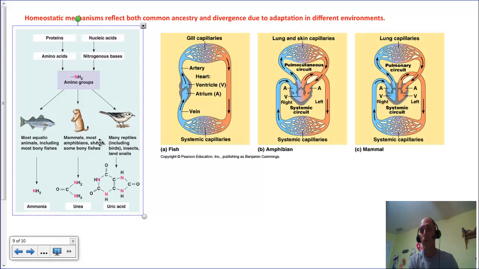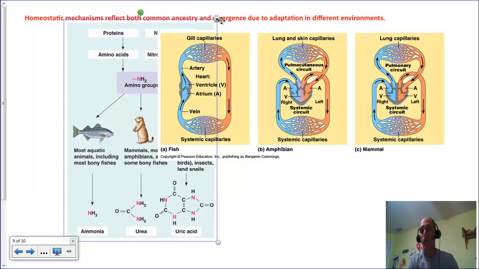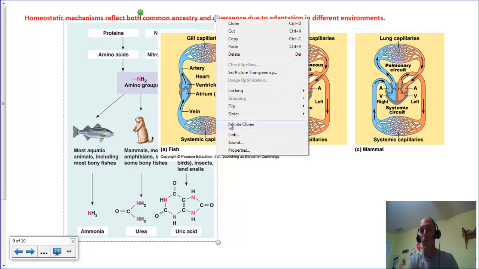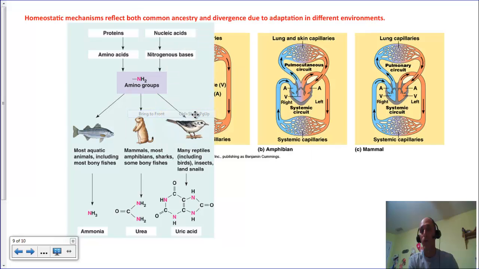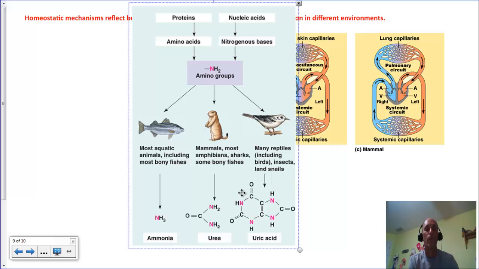So if we looked at 3 different organisms, a fish, a mammal, and a bird, what we'd see with a fish is that they live in water. And so ammonia, which is highly toxic, is going to be put into a very large container of water, a lake or a stream or an ocean even, and they don't really have to worry so much about getting rid of their nitrogen waste as ammonia. It's a very simple conversion, very low energy.